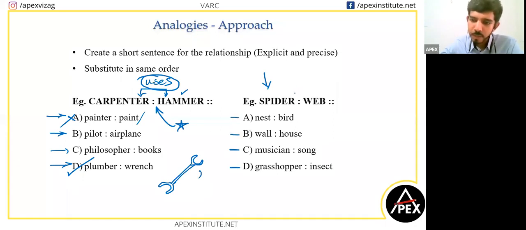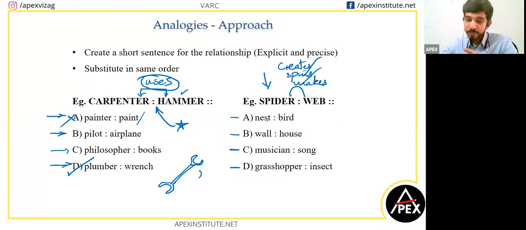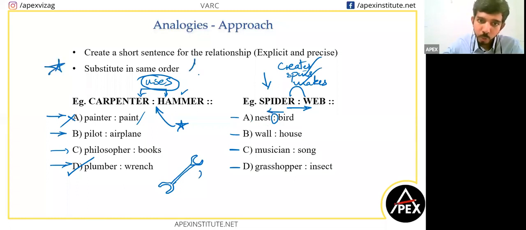Okay, so the relationship here is that spider creates a web, or he spins a web, or he makes a web. So any of this can be your relation. Creates, spins, makes, all of this work. Okay, now if you noticed, spider creates a web. We are going this way. Okay, if you read A and thought this was the answer, the relationship is correct. Bird builds a nest, but the order is wrong. Okay, what you have to pick is the option in the same order. So this is incorrect. Relationship is okay, order is incorrect. Reverse order is not allowed.